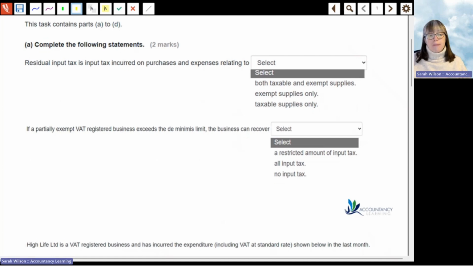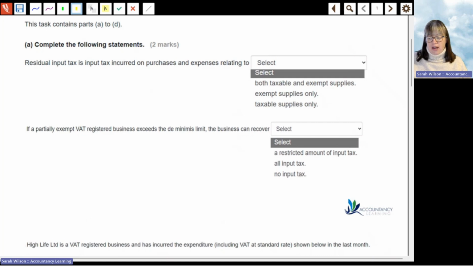So firstly, complete the following statements. Residual input tax is input tax incurred on purchases and expenses relating to, and then we've got a choice there. And we've also got if a partially exempt VAT registered business exceeds the de minimis limit, the business can recover, and we've got another drop down.